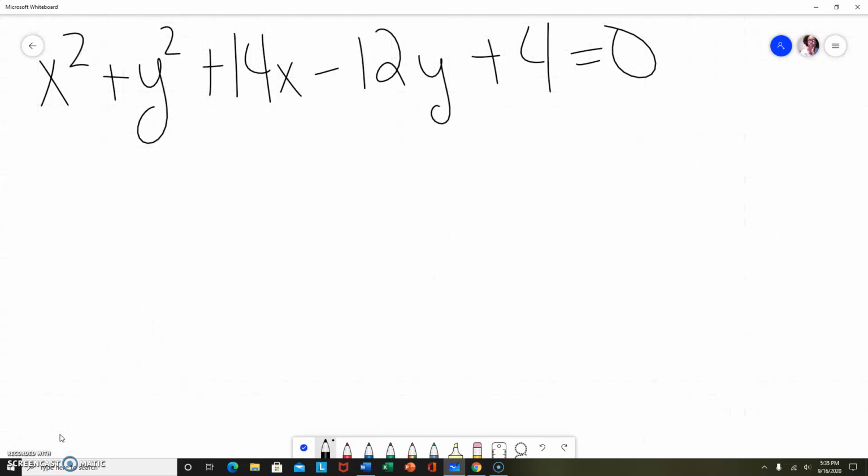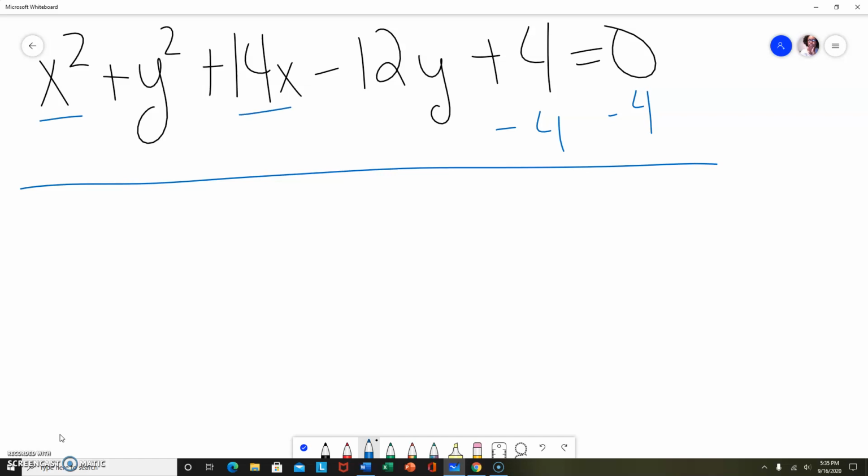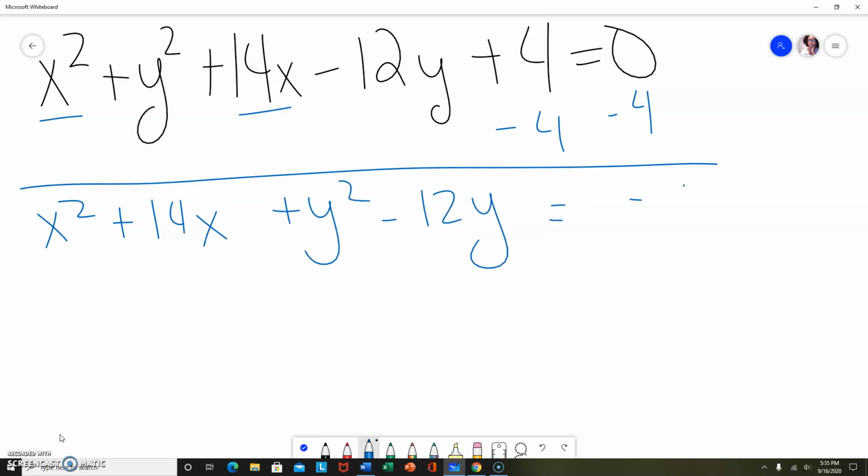Okay, so now the only thing that I need, well, I need to go ahead and group my like terms. So my x's need to go together, my y's need to go together, and I need to move this constant term over. So I'm going to go ahead and subtract this 4 from both sides. I'm going to move these together. So it's going to be x squared plus 14x plus y squared minus 12y equals negative 4. Okay, and now I can complete the square.